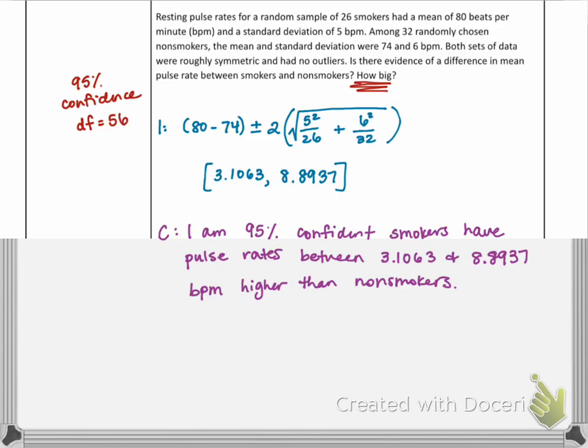And again, because 0 is not in that interval, that backs up the results that I just got. I have evidence of a difference, because if I didn't have evidence of a difference, 0 would be in my interval somewhere. Hopefully that's all helpful.